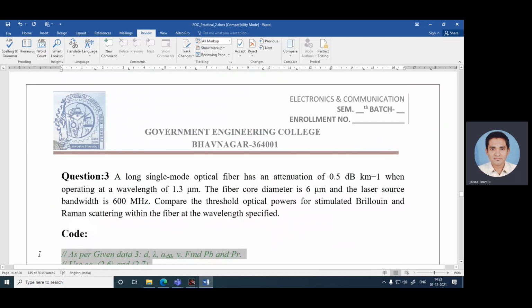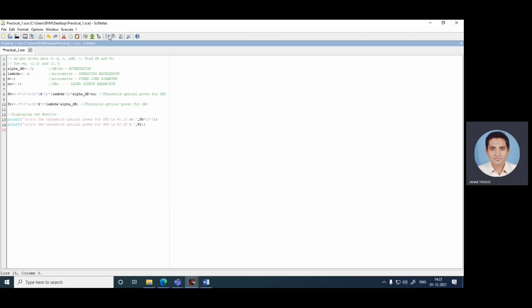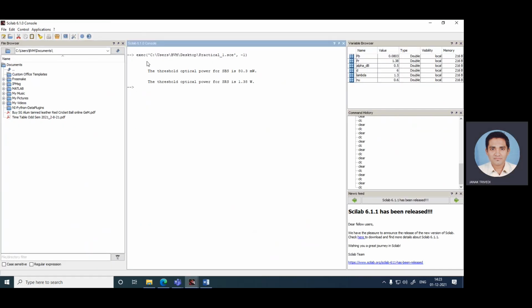Just run this program in Scilab. The code is the same, execute. So the threshold optical power for SBS is 80.3 milliwatt and the threshold optical power for SRS is 1.38 watt.